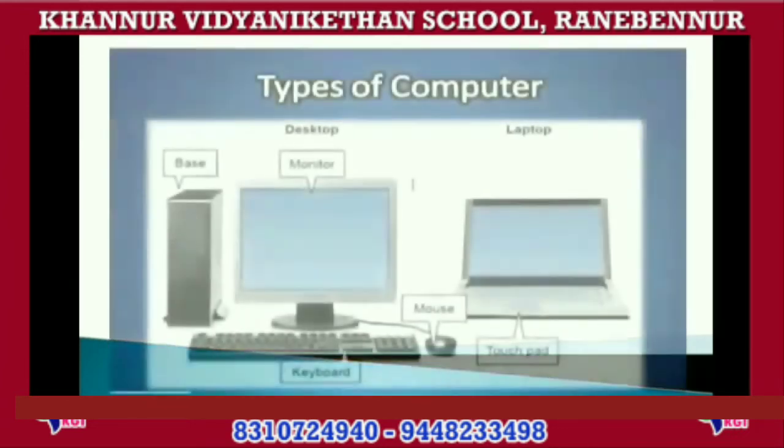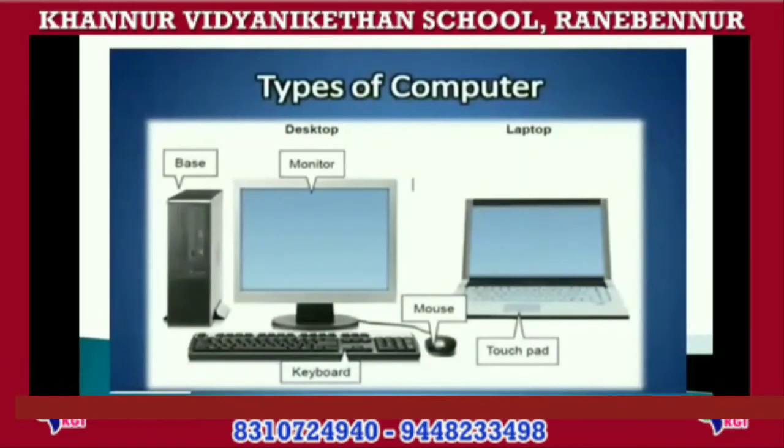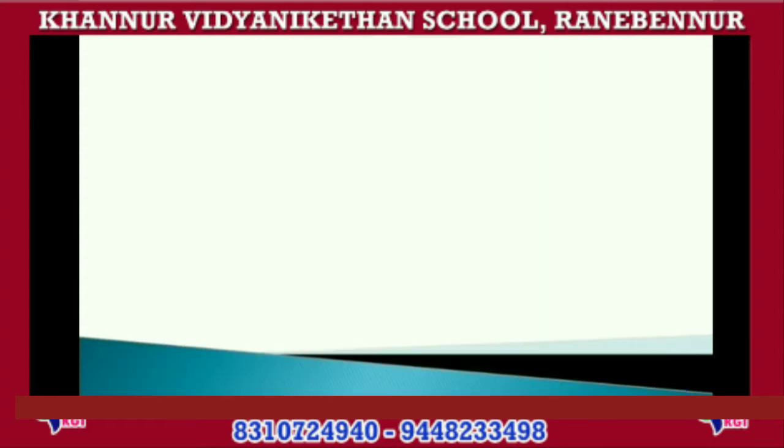Then the next is types of computer. We have here two types. One is desktop computer, one is laptop computer. In the desktop computer we have four parts: CPU, monitor, keyboard, mouse. And in the laptop we have a bunch, like we have a monitor, we have keyboard, we have CPU, we have a mouse, means touchpad, everything in the laptop only. So these are the types of computer.